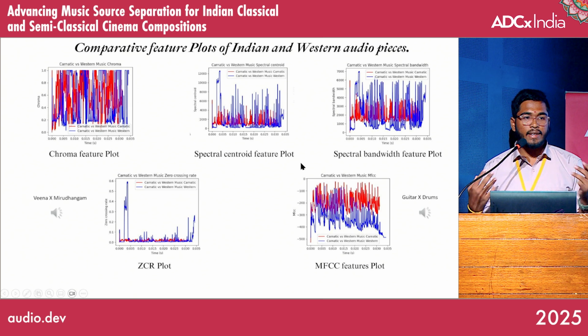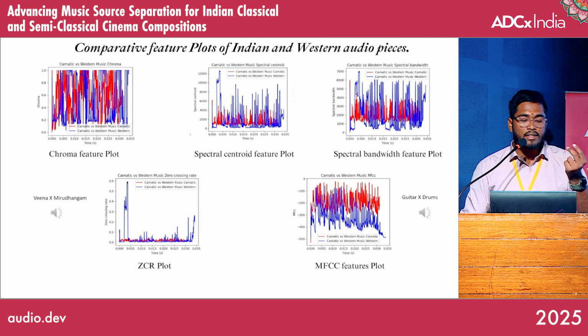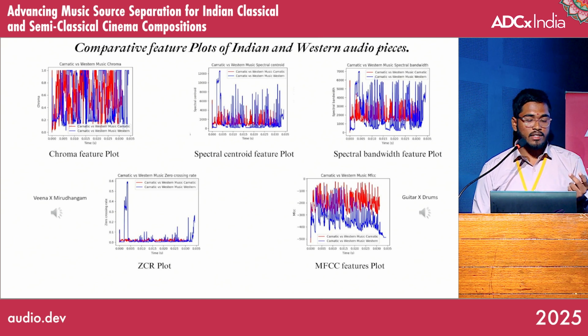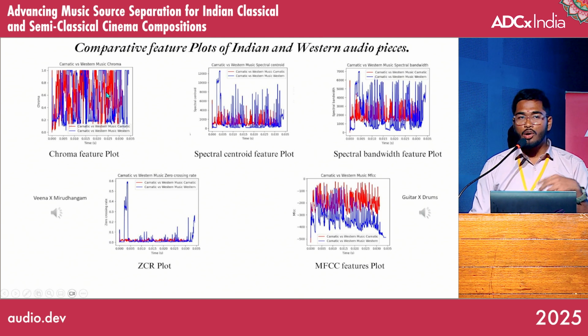So basically, these two pieces are fed into the model and analyzed based on the extracted features. These graphs contain the following. The first graph is a chroma feature plot of both audio pieces. The red line shows the chroma features of the Carnatic piece, and the blue line shows the chroma features of the Western piece.